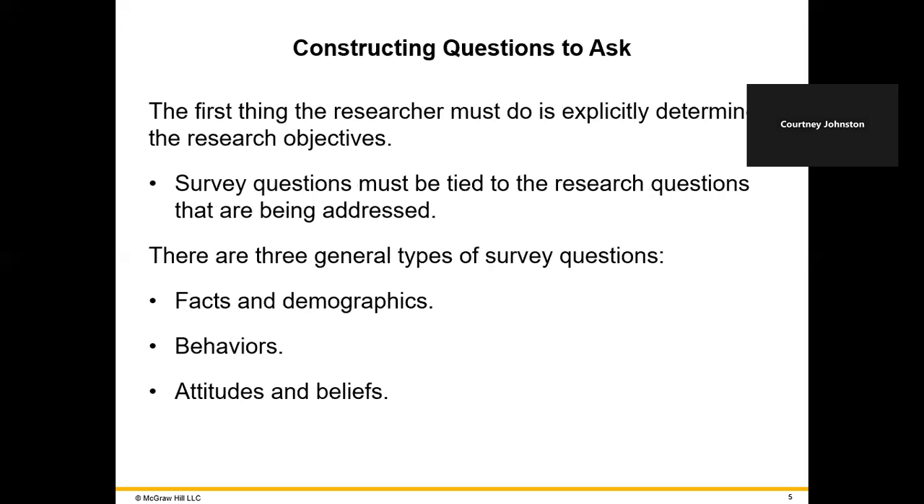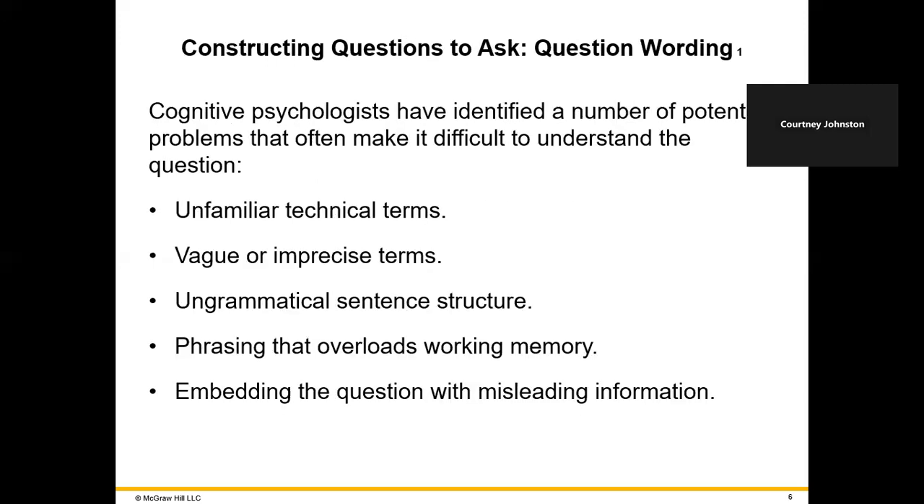Now, when it comes to constructing questions to ask in your survey, you need to explicitly determine what is the objective of your research. The questions you develop have to be tied to your research questions and the variables in those research questions. There are 3 general types of survey questions: facts and demographics, which you might collect, maybe you're collecting gender or age or education level. That would be, again, basic information. Also, then behaviors, attitudes, and beliefs. Those are going to be the basic types of questions that you're going to develop.